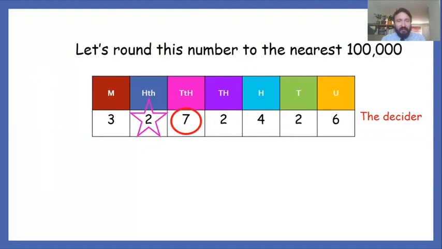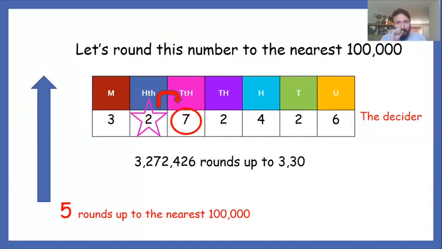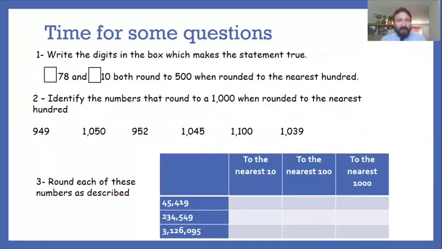I look at my decider, which is in the 10,000s column. Okay, I ask myself, is it 5 or above? Yes, it is. So I'm going to be rounding this number up, which gives me, here we go, 3,300,000. Okay, I'm sure that is cemented in your brains now on how to round.